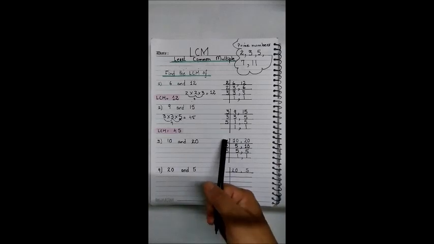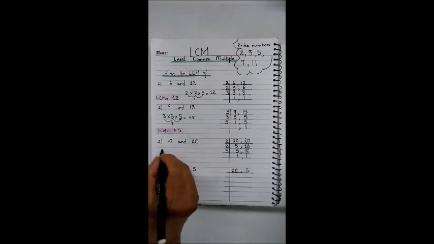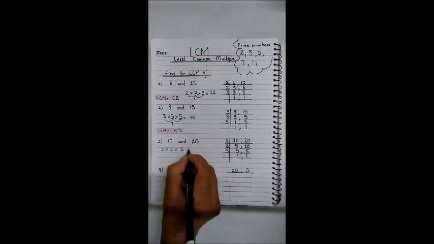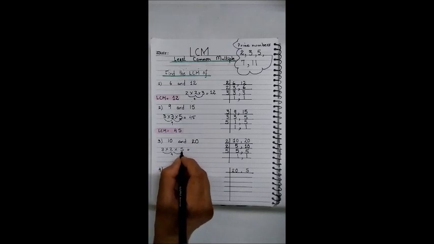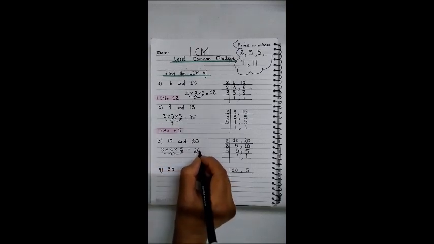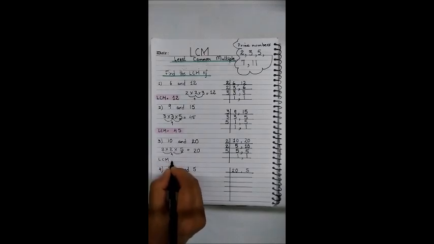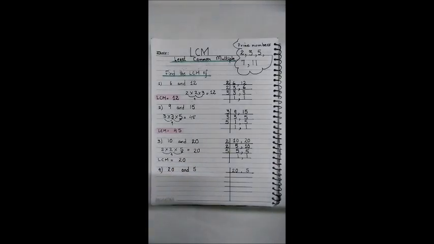Now, let's multiply these figures. 2 multiplied by 2 multiplied by 5. I'm going to write it down here. 2 twos are 4. Very good. And 4 5s are 20. So, what do you think the LCM is? LCM equals 20. So the answer for this question number 3 was 20. LCM is 20. All right.